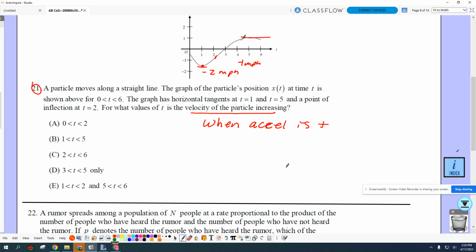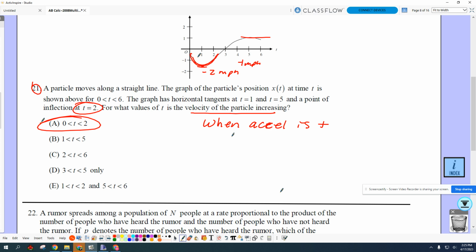How do I read acceleration? Concavity. So it's concave up on position, concave up when it makes a cup, 0 to 2. That's why they told you the inflection point was at 2. They had to tell you the inflection point was there. That's when concavity changes. So in this kind of question, will they always tell you the inflection point or give you the tools to find it?